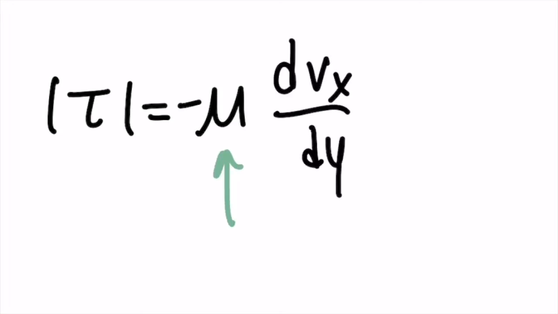Using this equation, we can clearly see that the shear strain is proportional to shear stress through mu. Mu is the symbol for viscosity, which is the measure of a fluid's resistance to flow. Revisiting the plate example from before, we can see that shear strain is the velocity gradient, while the shear stress profile will look like this.